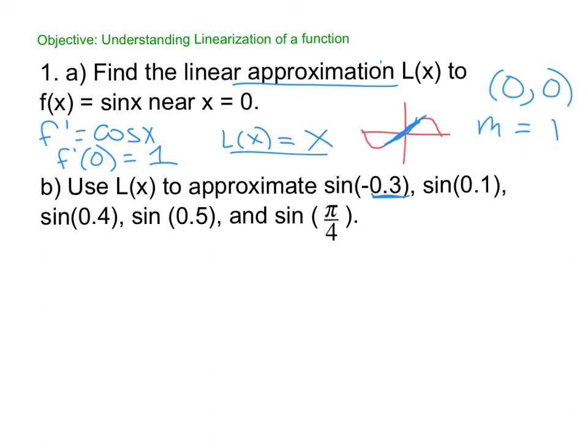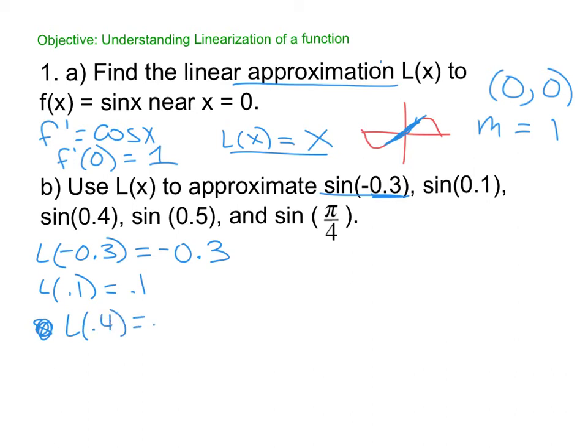So we can estimate sine of negative 0.3 using our tangent line. So it's just x, right? So it's just saying that we can estimate that as the y value of sine would just be negative 0.3. L of 0.1 is just 0.1. Sine of 0.4 is 0.4. And then 0.5 is 0.5. Now notice we're getting farther and farther away. Right? So L of pi over 4 is pi over 4. So let's see how close we are.